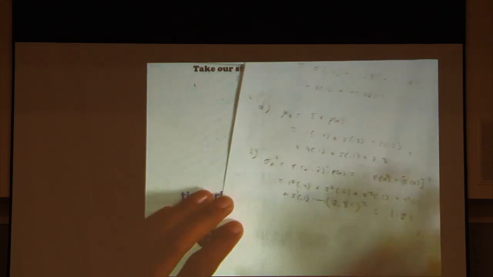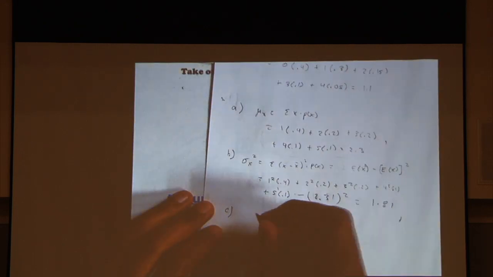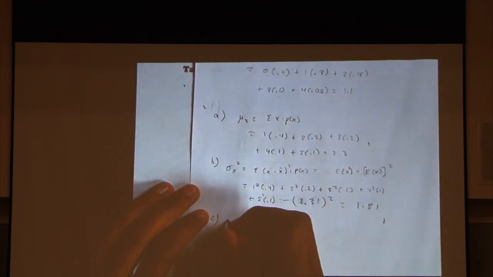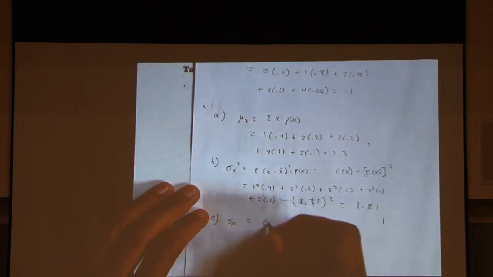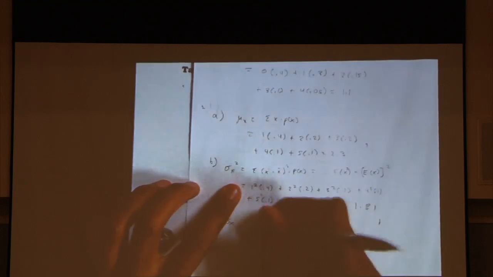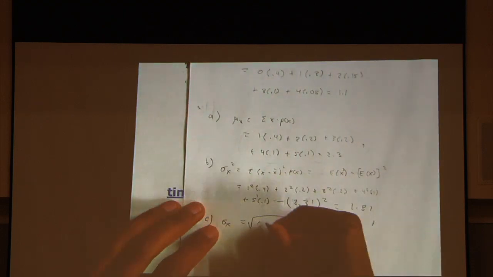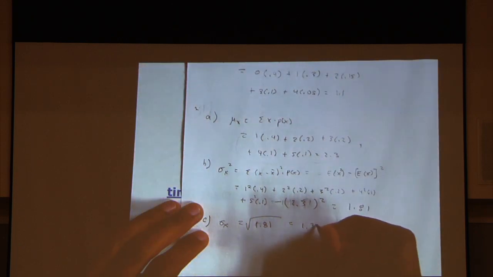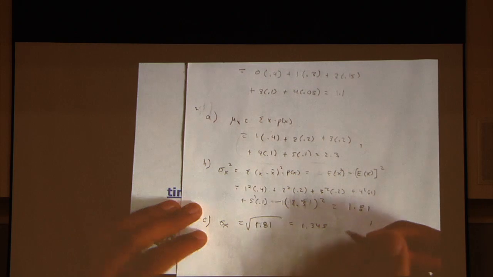Now we want to do standard deviation, which ends up being just the square root of the variance, right? It's just the square root of 1.81, right? Which is about 1.345.